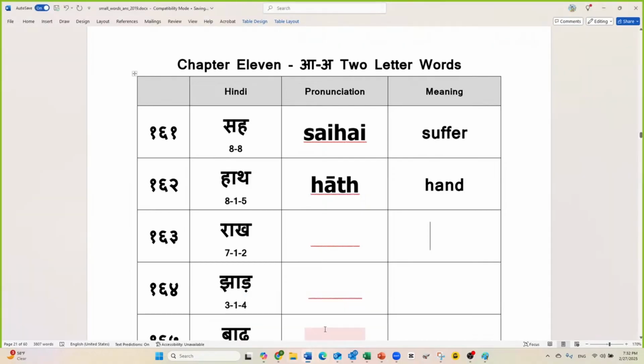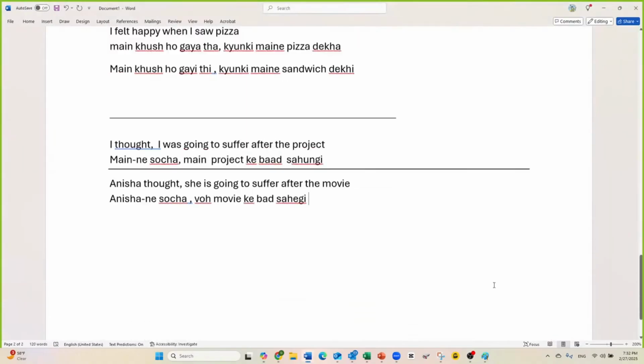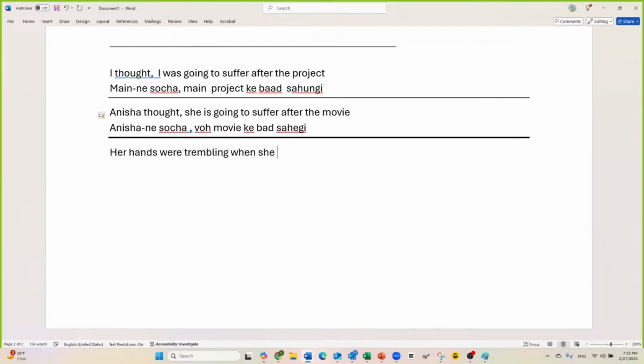Okay, Kavinav, give me a Hindi English sentence with the word hand in it. Oh, can it be plural? Yes, it could be plural. Her hands were trembling when she saw the soldiers. Oh, very good sentence. Okay, so again, there are two parts to the sentence. First part is her hands were trembling, so we'll put a comma just to make sure. Now, what is the Hindi word for her?